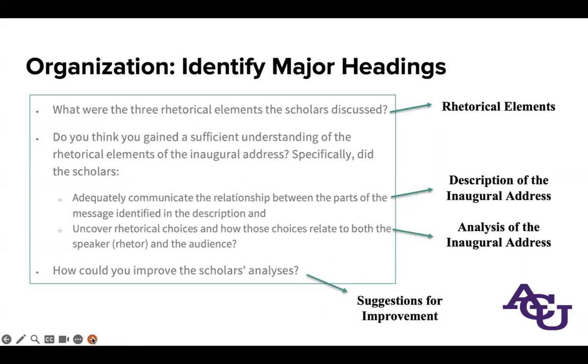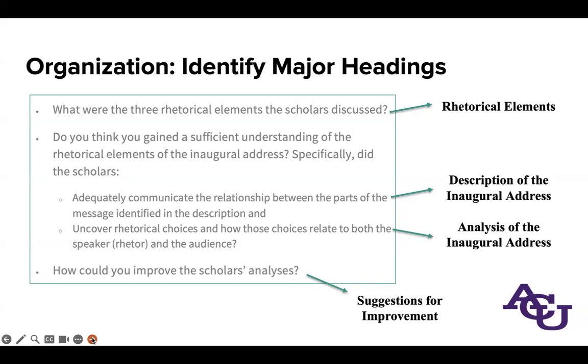Now, in terms of setting up the paper, you've got 4 major things to think about. First, the rhetorical element. So you could structure your paper. You've only got 2 to 3 pages to work with. Okay, so this is going to have to be tight. I mean, this is going to have to be squeaky tight. Okay, 3 rhetorical elements that you're going to talk about that the scholars discussed. So in a paragraph or 2 paragraphs, discuss the 3 rhetorical elements and how the scholars dealt with them. Or you could do an element per paragraph, 3 paragraphs. That's something you could do.